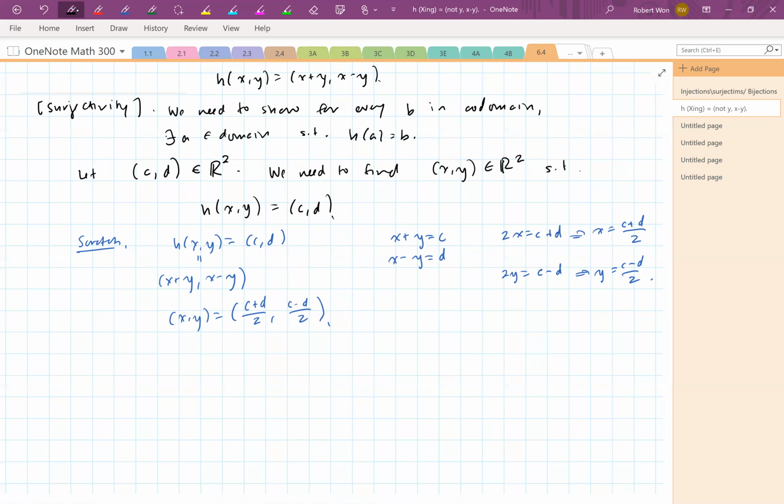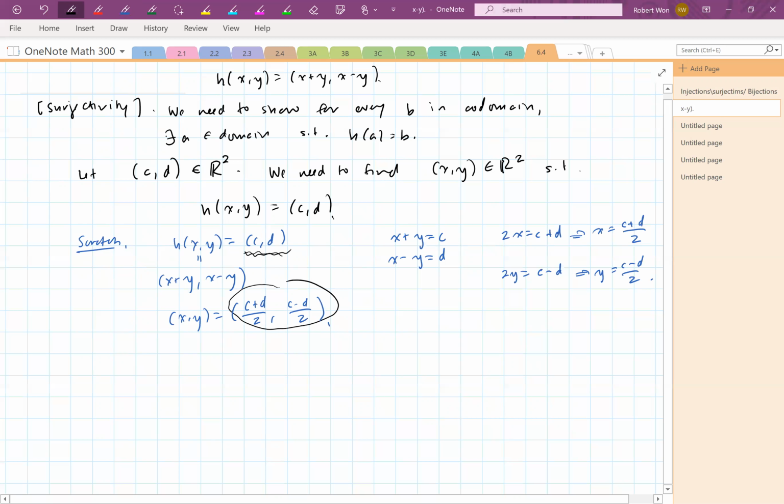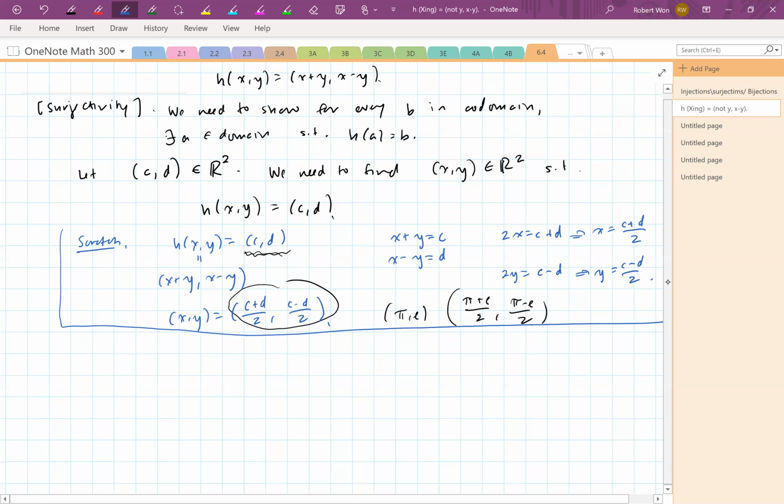That's my scratch work. Now I know if I want to hit this element, I can just plug in this element. And since this element is arbitrary, if you tell me any ordered pair that you want to hit, if you want to hit the ordered pair (pi, e), I can tell you, just plug into your function ((pi plus e) over 2, (pi minus e) over 2), and you will see that you'll get (pi, e). So this is all scratch work. We figured out what you need to do. Now we need to write it in a proof.